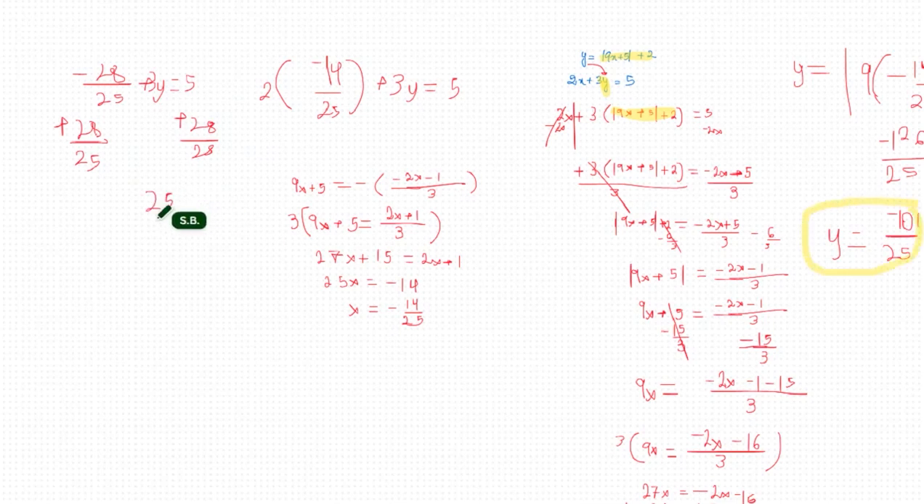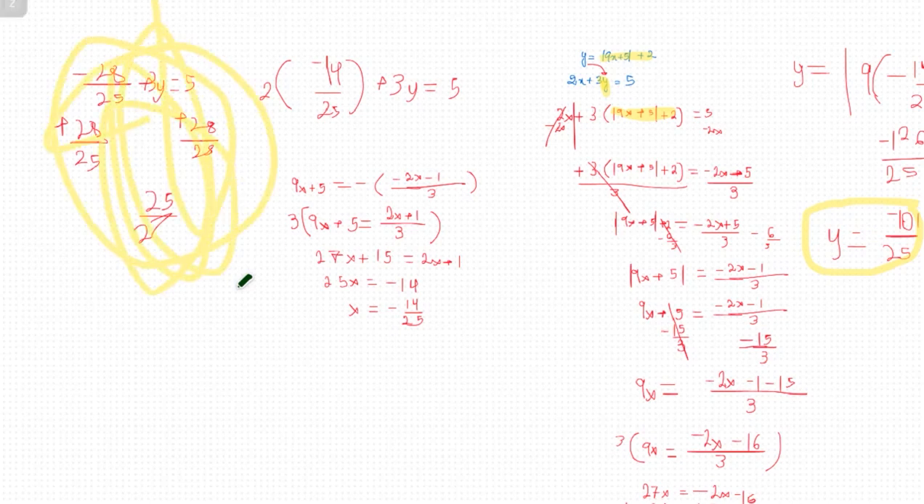See, if you compare here only, here the result was negative, right? But the result here was positive. So basically they do not match. So from here itself, without doing calculations, we can eliminate that -14/25 is incorrect.